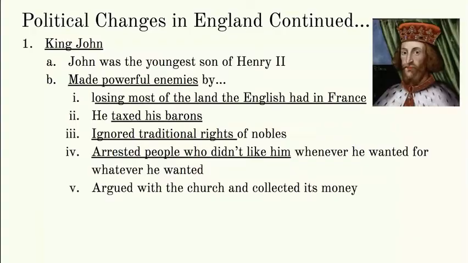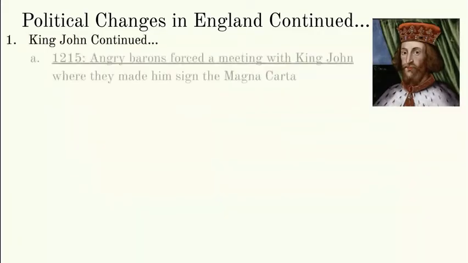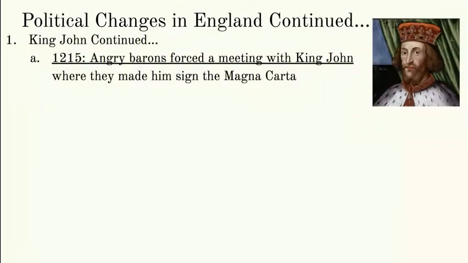And then, he's arguing with the church and collecting its money, so the church is kind of unhappy, which, again, if you're a king, you don't want the church to be unhappy with you. You don't want your wealthy people unhappy with you, and you really want to make sure that somebody in your country likes you. Well, John didn't really care, and so in 1215, angry barons are going to force him to come to a meeting, and they're going to make him sign a document called the Magna Carta.